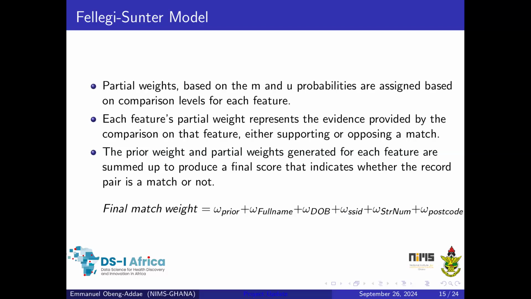And then the prior weights, when we are done with all of these comparisons and we've assigned all the weights, now we sum up the prior weight and then the partial weights that are generated on each feature for the two records under consideration to produce a final score that indicates whether the record pair that we are looking at is a match or not. So you'd see that I've written a formula here. Final match weight will be equal to the prior weight, then, let's say we have 5 different features, we sum up the weights on each of these features to generate a final match weight.